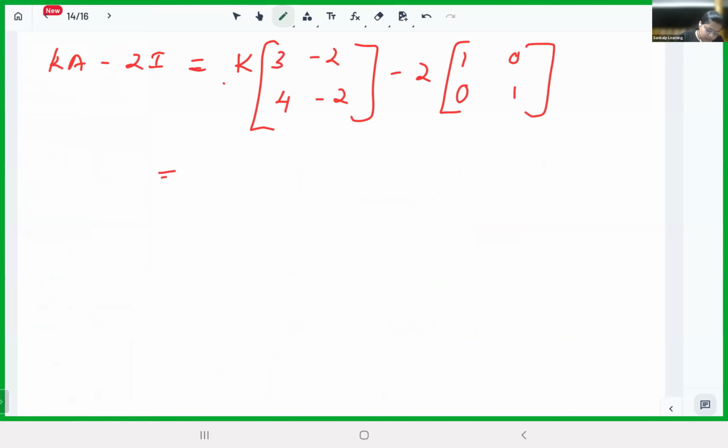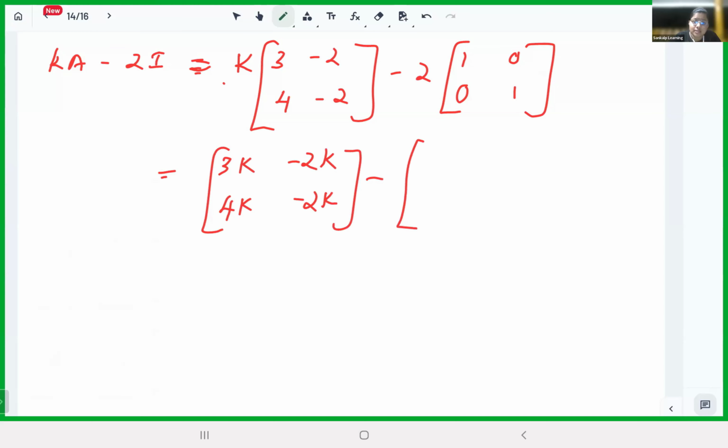Okay. Now, this is scalar multiplication, isn't it? The scalar value is K. So, multiply each element with K, right? So, the first element will be 3K. Then minus 2 into K is minus 2K. 4 into K is 4K. Then minus 2 into K is minus 2K. 2 into 1 is 2, 2 into 0 is 0, then 0. Then 2 into 1 is again 2.